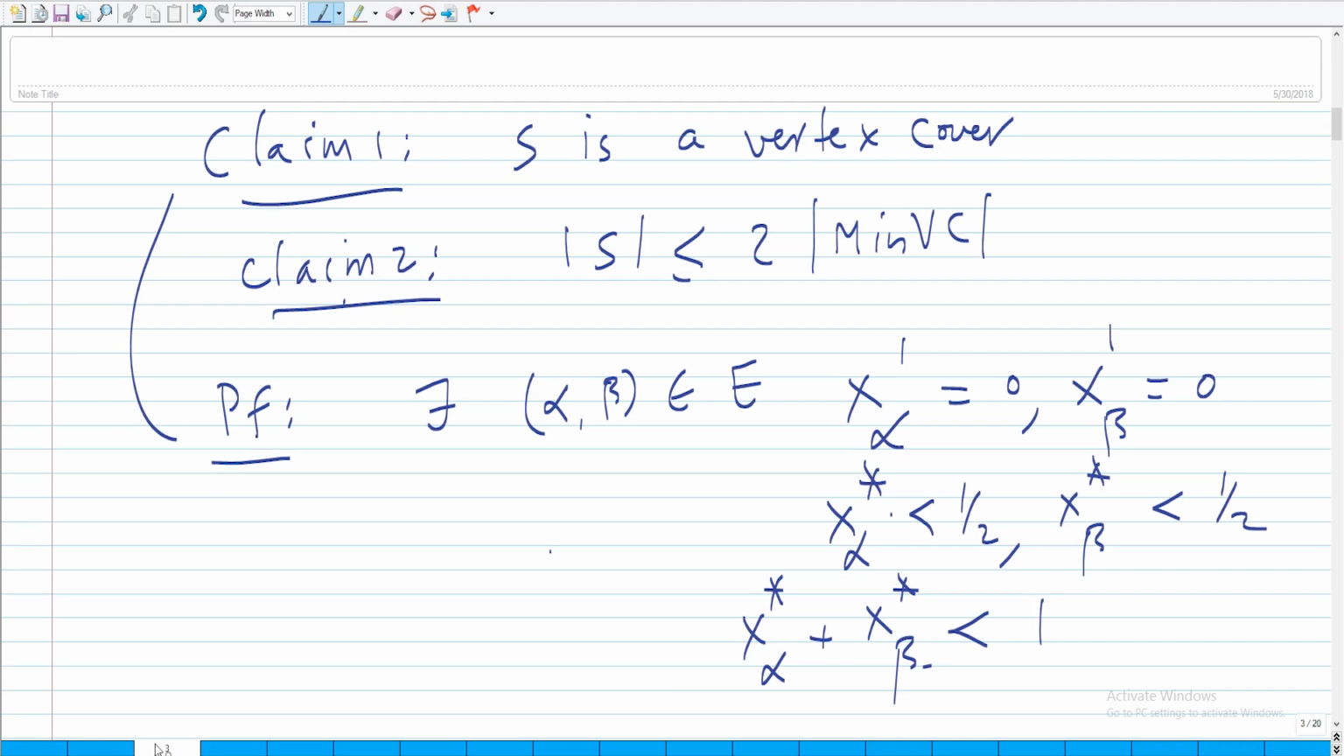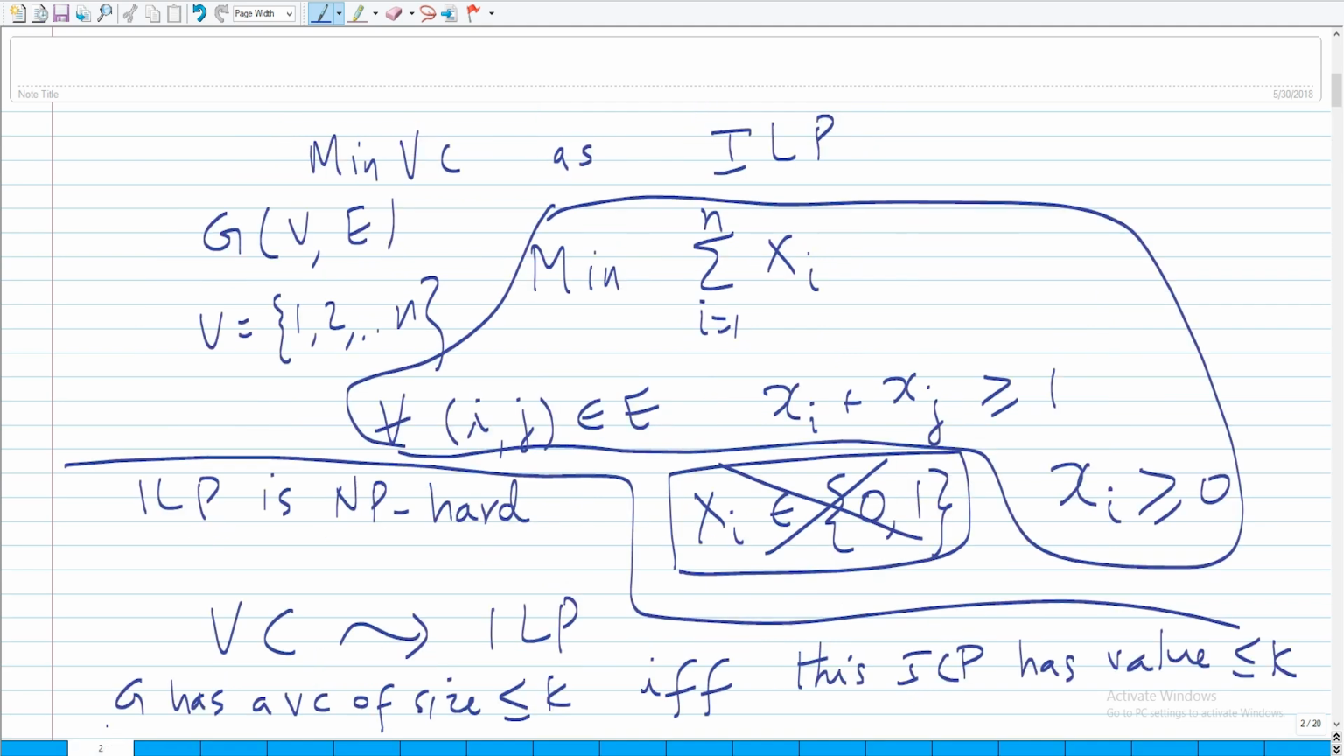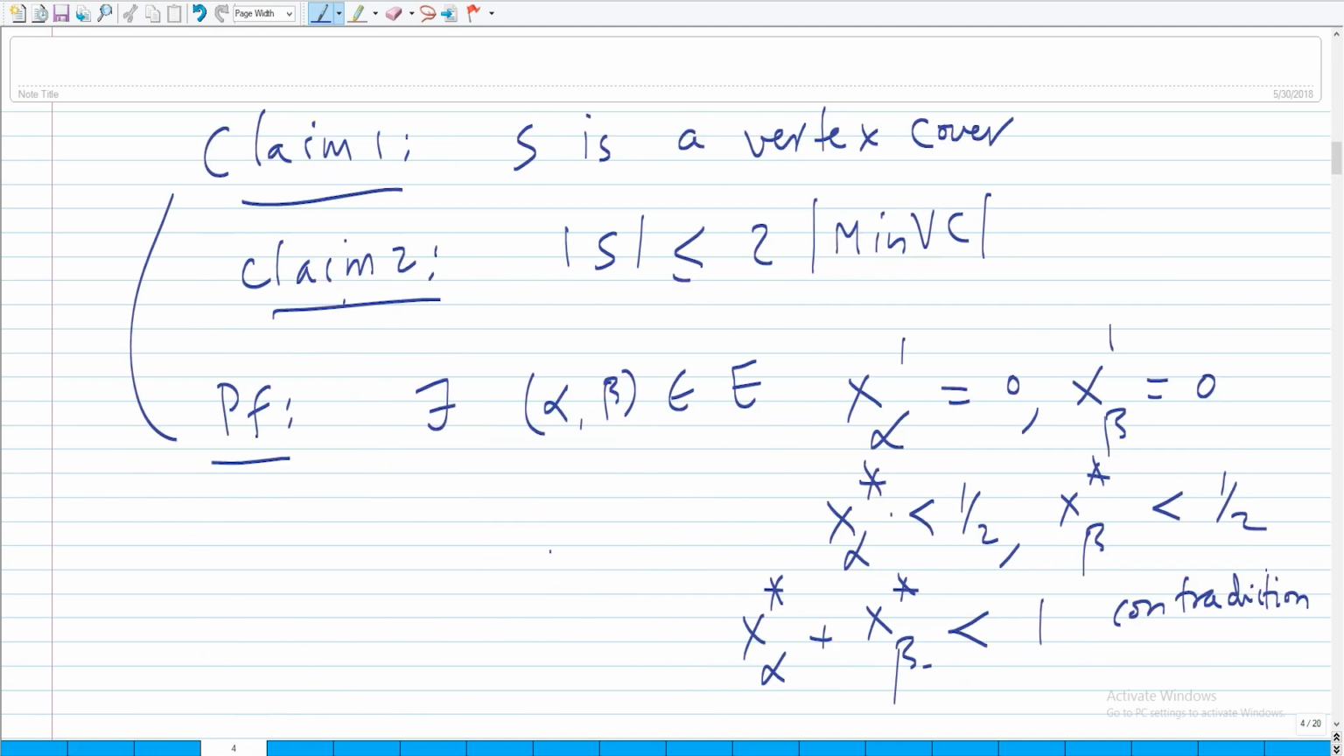It satisfied this constraint. Whenever there was an edge, the sum must be greater than or equal to 1. So, at least one of them must be greater than or equal to half. They would have been rounded. So, S is a vertex cover. Now, I want to show that the number of vertices I picked is at most 2 times the optimum. Okay.